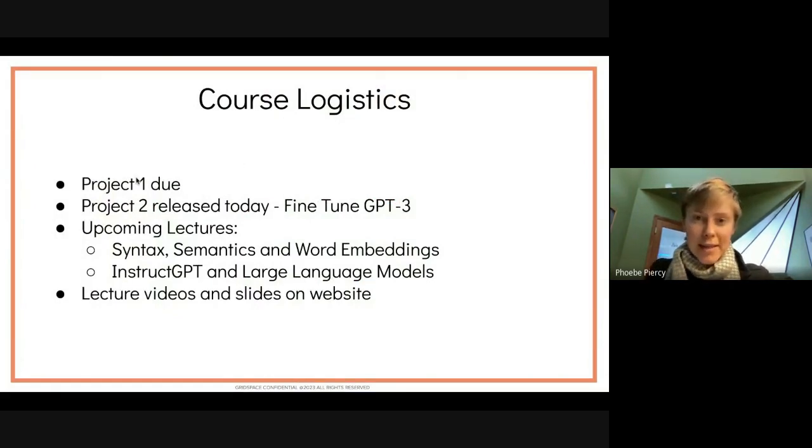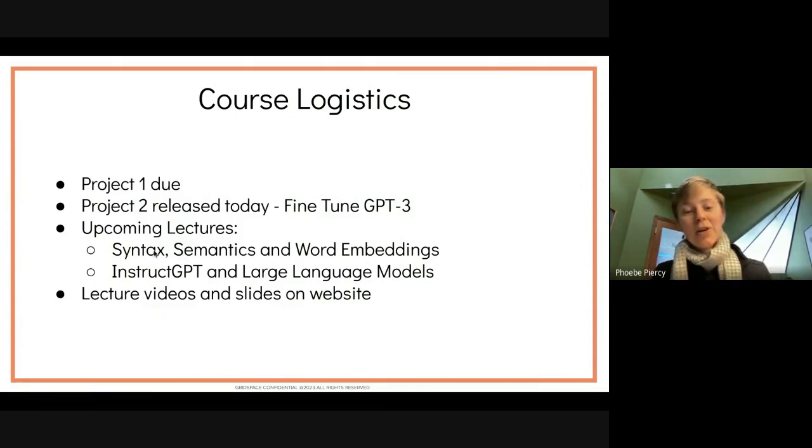So first of all, some course logistics. Project one was due yesterday. Thanks for the submissions. Since it is MLK, we're not going to be doing the presentations. But project two is going to be released today, hasn't been released yet, but will be. And project two is going to be fine-tuning GPT-3, so keep an eye out for that.